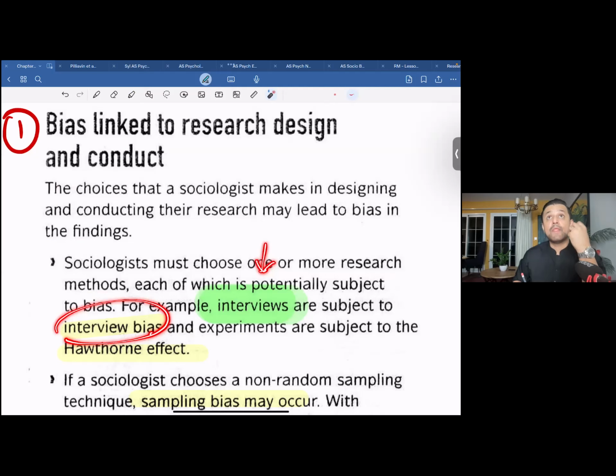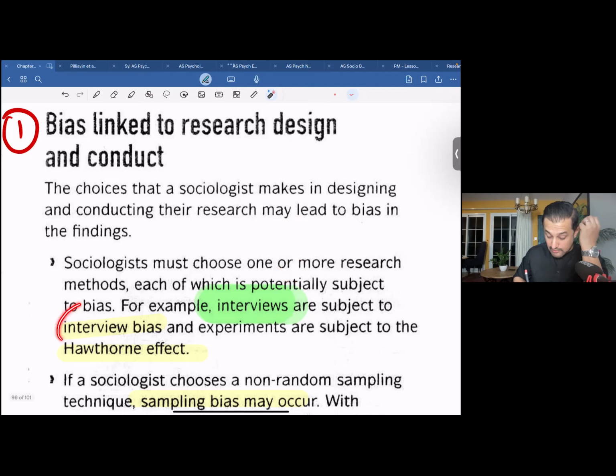Interviewer bias, or the presence of the interviewer, or the characteristics of the interviewer. It could be the interviewer's social class, his or her ethnicity, gender, educational qualification, social background, and so on and so forth. So if you are a researcher and you choose to conduct your research through an interviewer, your research might get affected with interviewer bias.